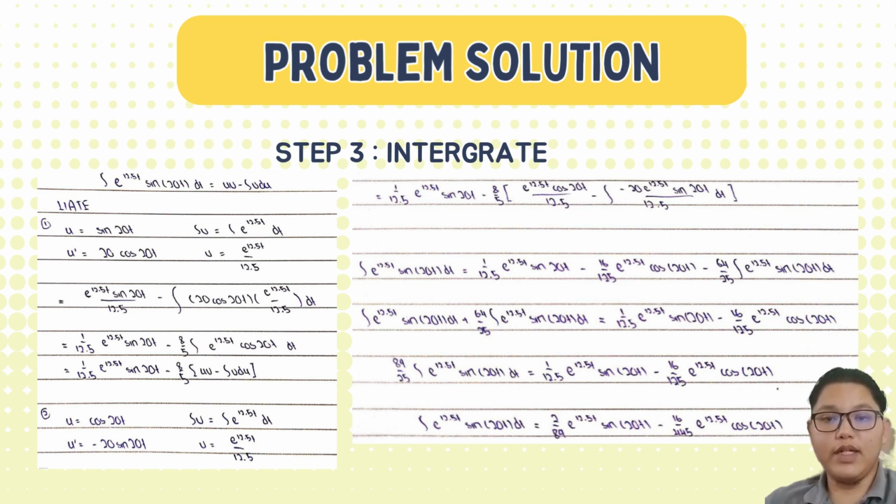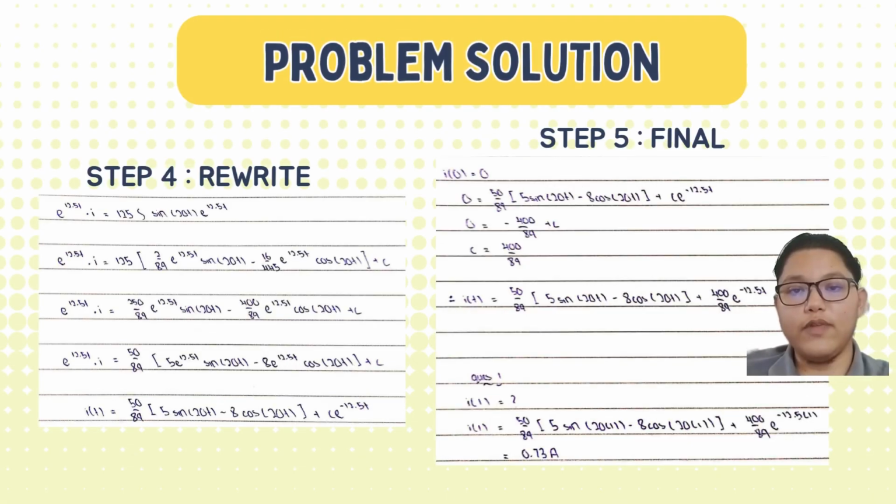So from there, we can find the answer for the integration is 2 over 89 times e power 12.5t sine 20t minus 16 over 445 times e power of 12.5t cos 20t. After we find the solution for the integration, we can just substitute it back into the original equation, and then just expand it and then simplify it again until we will get IT is equal to 50 over 89 times 5 sine 20t minus 8 cos 20t plus c e power of negative 12.5t.